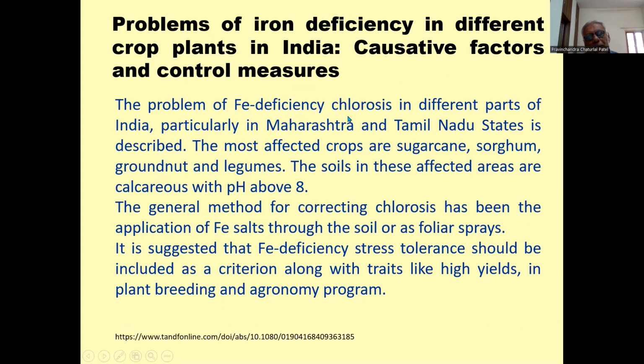The problem of iron deficiency chlorosis occurs in different parts of India, particularly in Maharashtra and Tamil Nadu, where the most affected crops are sugarcane, sorghum, groundnut, and legumes. For the correction of iron chlorosis, we should apply Epsom salt through the soil or as a foliar spray.